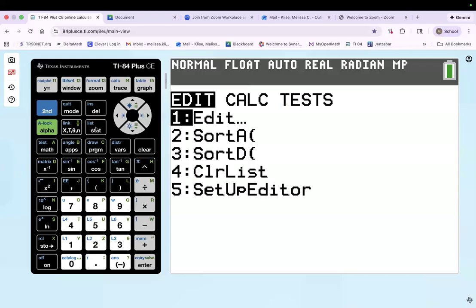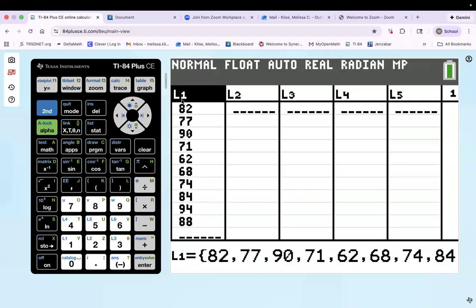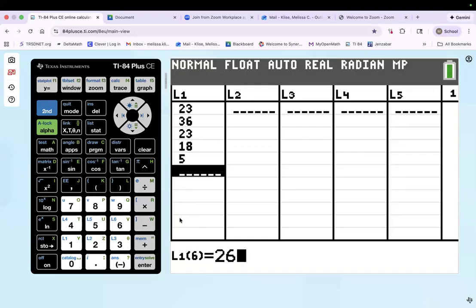All right. So I'm going to go to stat and then edit, and I'm going to clear this out. Remember to clear it out. You arrow up to L1 and hit clear, enter. That way it clears all your data because we only have 7 this time. I'm going to put these numbers in here, and then I'm going to let you get ahead of me. So I want to see if you could do this on your own. Okay, I'm going to put that in. Go ahead and see if you can run your one variable statistics without me.